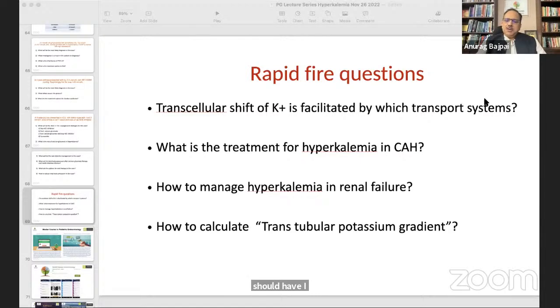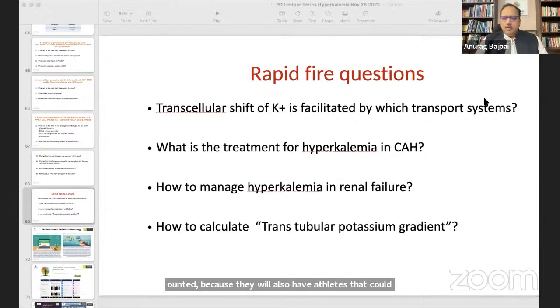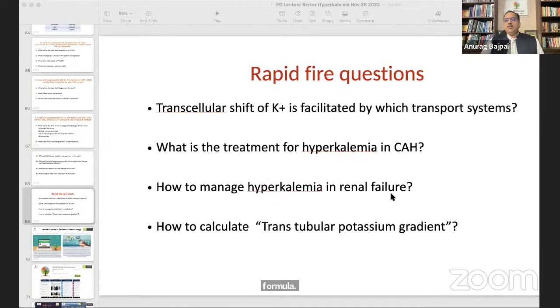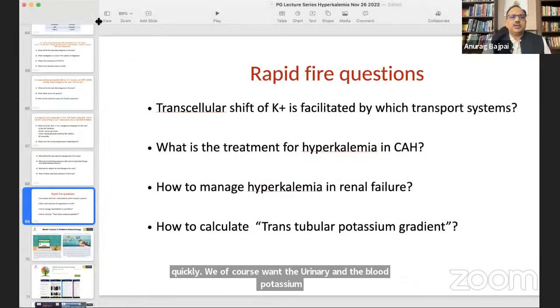Now, this is a tricky question. What is the formula for the transtubular potassium gradient? Even if you tell me what things are required to assess TTKG, that's enough. What measurements will you do, forget about the formula. Quickly, we of course want the urinary and the blood potassium. What else do we want? Other than urine and blood potassium, what else is required for TTKG calculation?